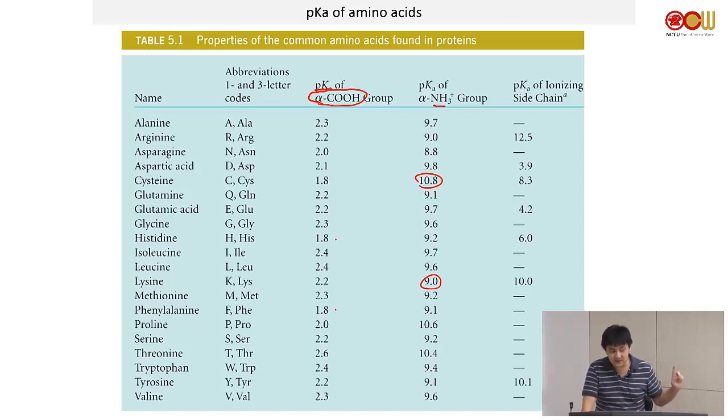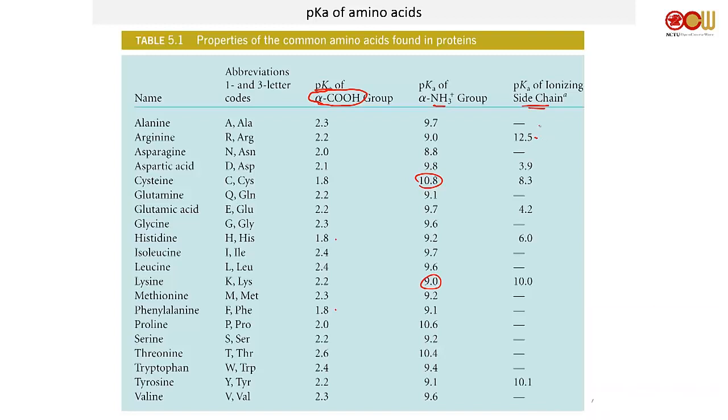Now, some amino acids have R groups, the side chain, with an ionizable group. For example, arginine, aspartic acid, cysteine, glutamate, histidine, lysine and tyrosine. These have pKa's for their R group. Of course, some of them are not really relevant to us. For example, 12.5, you're not going to pull that off. 12.5 is pretty high, hardly can you pull it off.